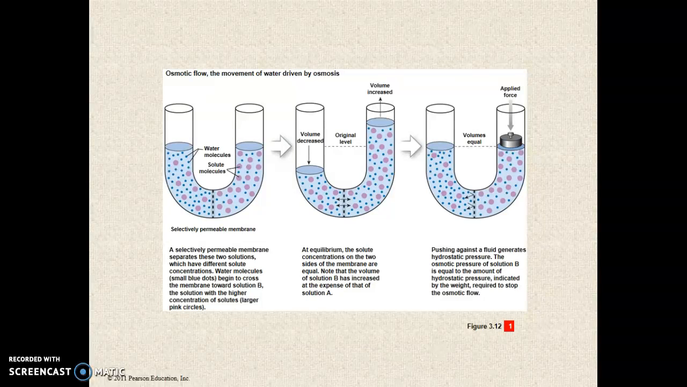This diagram represents osmosis. Here you have a tube, and that dashed line represents a membrane, okay? And it starts out with more water molecules on the left, the small blue dots, and more solute molecules on the right. Water tends to flow from high concentration, so on the left here you have a higher concentration of water, so water will flow from the left side to the right side.